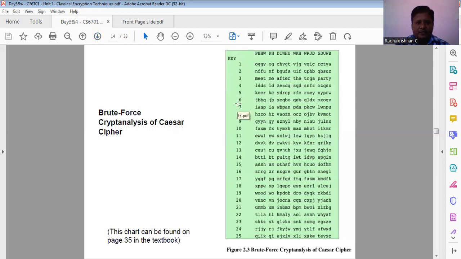This is the brute force attack and cryptanalysis of the Caesar cipher: corresponding key positions and corresponding alphabet values for the given example. "Meet me after some time" is the plaintext, and from the ciphertext we find the key value. This is our output. "Meet me after some Togo parties": with key value 6 this is the plaintext, and with key value 18 this is our final plaintext.